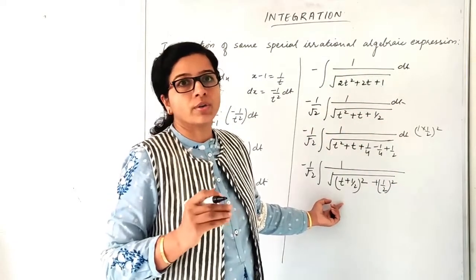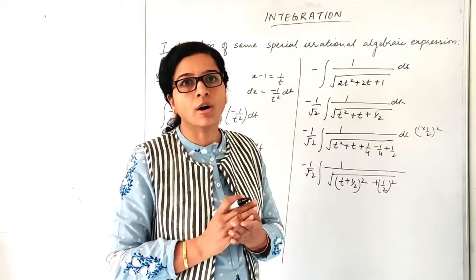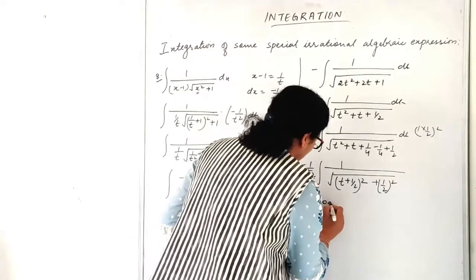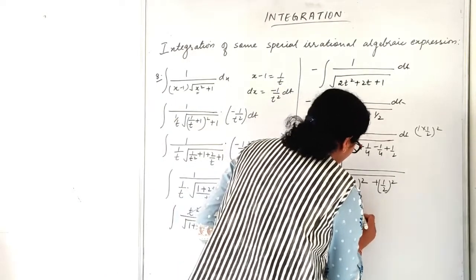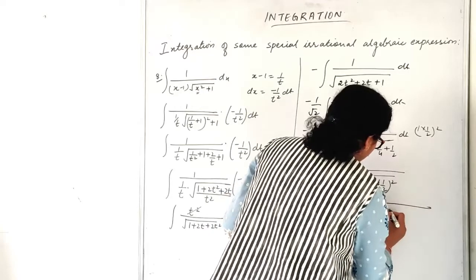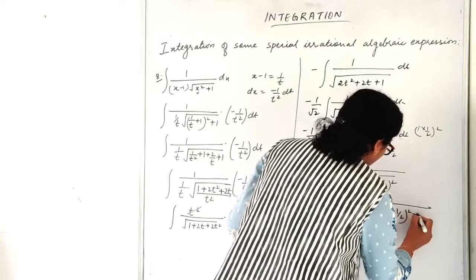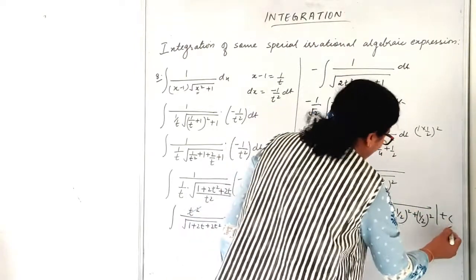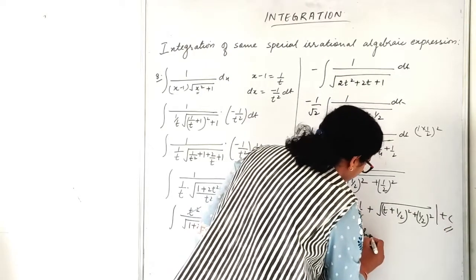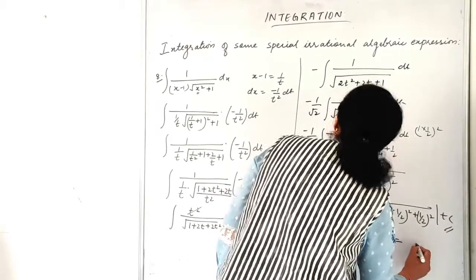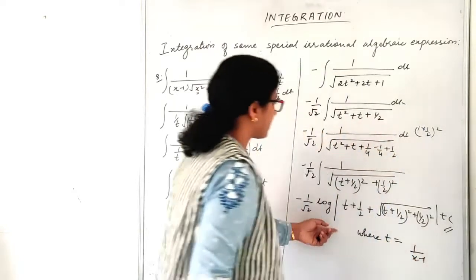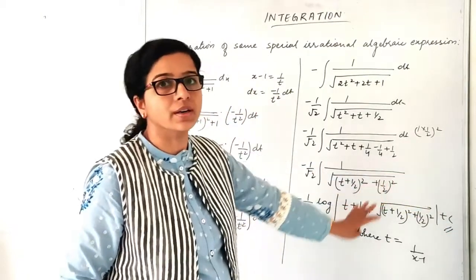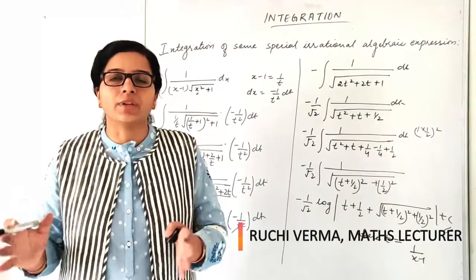Integration of 1 upon under root x square plus a square is log of x plus root of x square plus a square. Let us substitute the value. Log of t plus 1 by 2 plus root of (t plus 1 by 2) whole square plus (1 by 2) whole square, plus c. So this can be the answer, where t equals 1 upon x minus 1. You can substitute the value of t and you will get the required answer. Is that clear? We are done with the indefinite integrals.